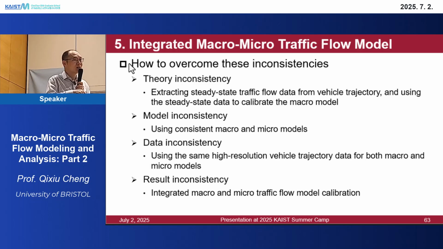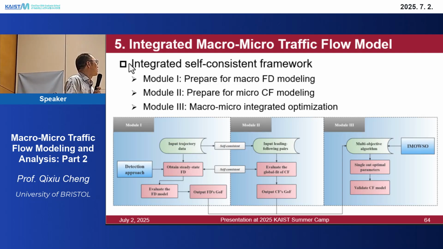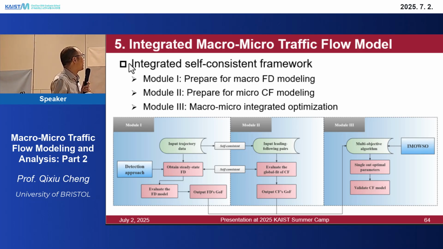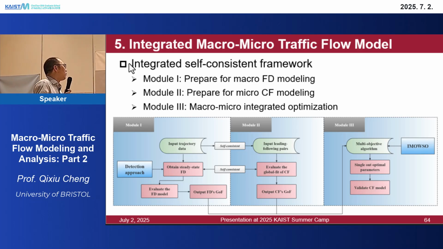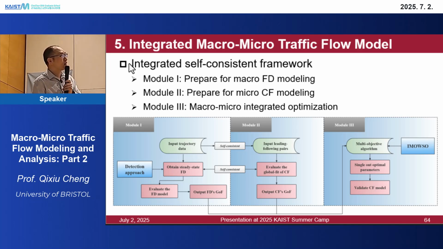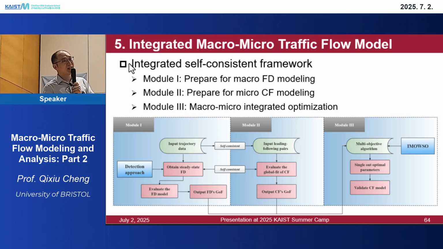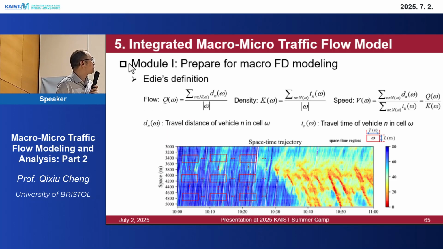We can extract small cells, for example, 50 meters in space and 30 seconds in time, and use these cells to calculate the speed, density, and flow data. And for the results inconsistency, we should propose an integrated macro and micro traffic flow model calibration. Okay, we have designed this framework. It has 3 modules: the macro fundamental diagram model, the car-following model, and the macro-micro integrated optimization.